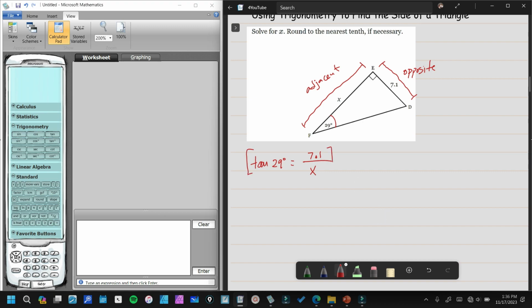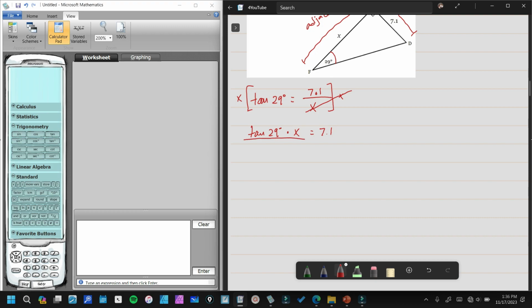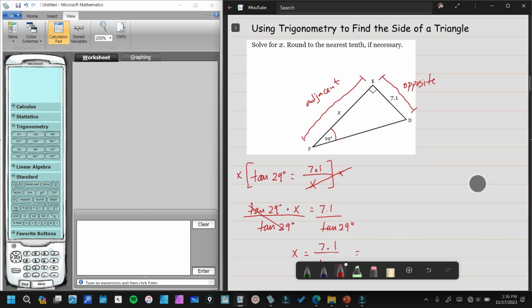First, I will multiply both sides by x, and that will give me tangent 29 degrees times x equals 7.1. And then I will divide both sides by tangent 29 degrees. So there you go, you have 7.1 over tangent 29 degrees. Of course, we need to round off our answer to the nearest tenth.